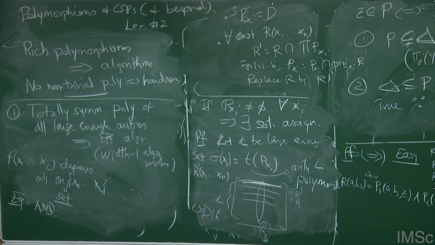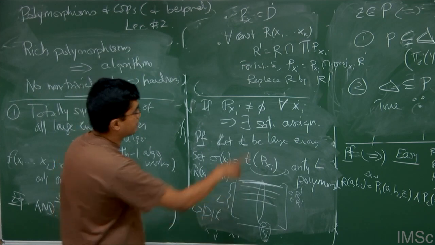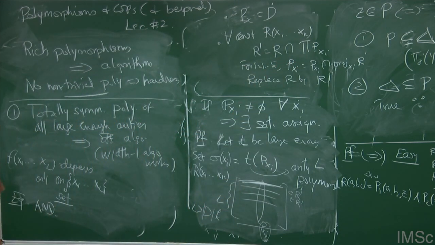And note that if you satisfy R prime, you definitely satisfy the original R, because that was just obtained by an intersection. This is really just the Horn-Sat algorithm explained a little bit more generally.